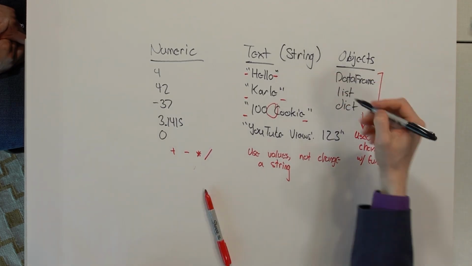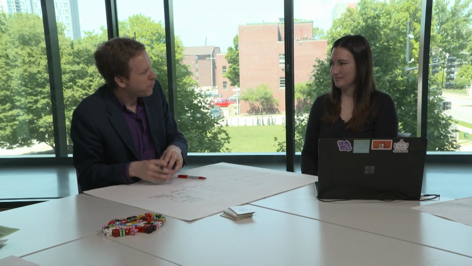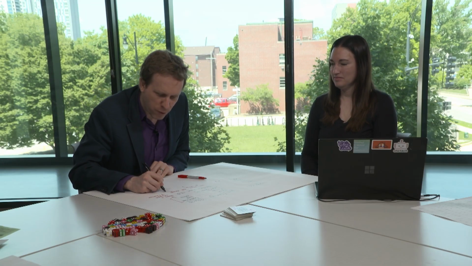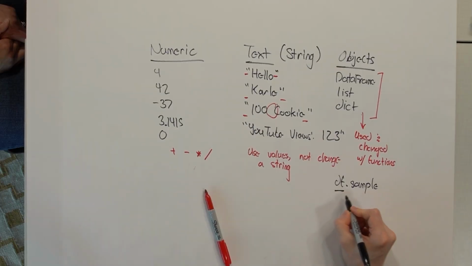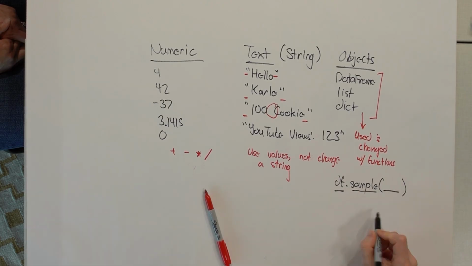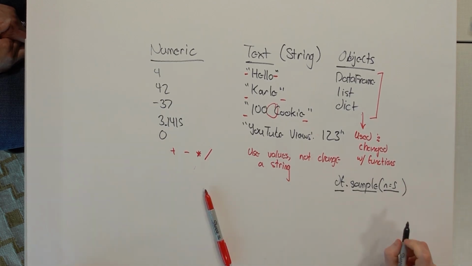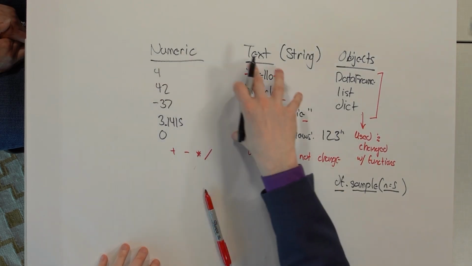So when we think about functions, a function is anything that we use a dot and then the name of a function that we're calling. So for example, we've done df.sample, and what this does is it looks at our data frame, then it calls the sample function, and then it looks at the options we've given the sample function. So we might take a data frame and say we want to sample n equals 5 rows.